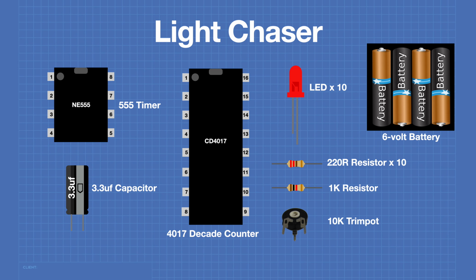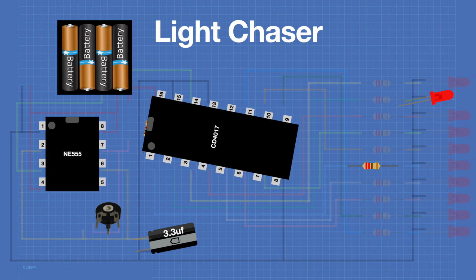We'll also require a 3.3 microfarad capacitor, 10 LEDs. You can use any color you want, but I would suggest keeping them all the same color. You'll need 10 220 ohm resistors, and these will be the dropping resistors for the LEDs. You'll also require a 1K resistor and a 10K trim pot.